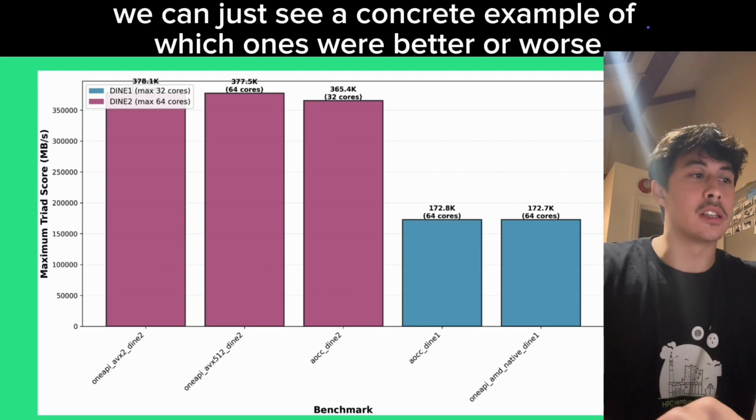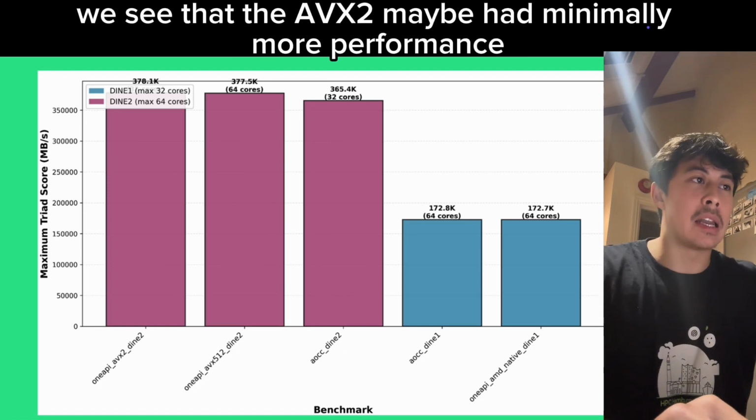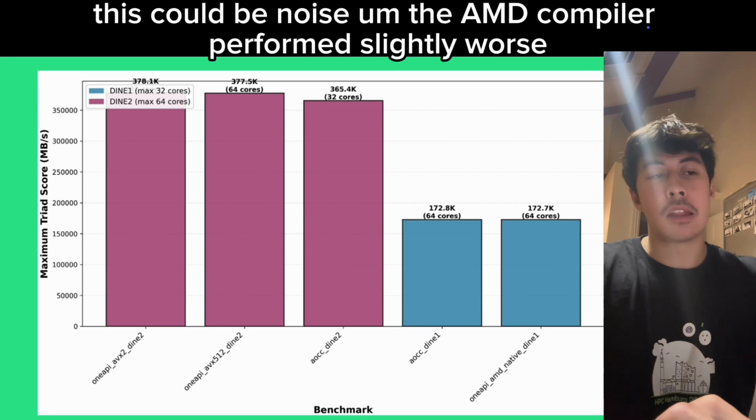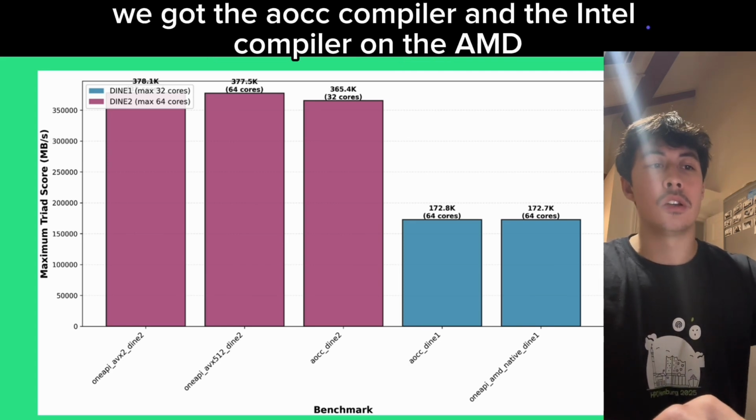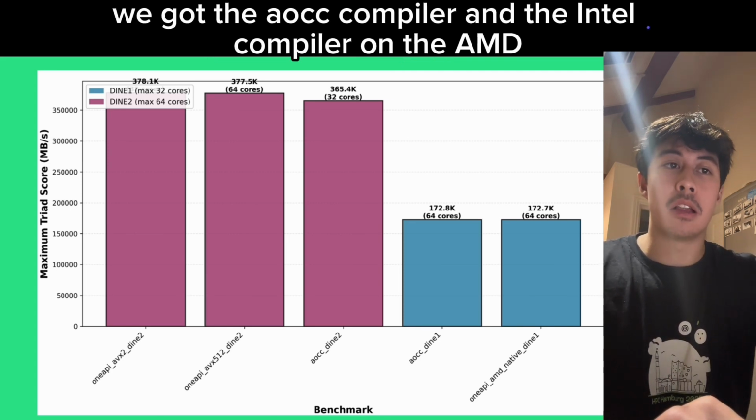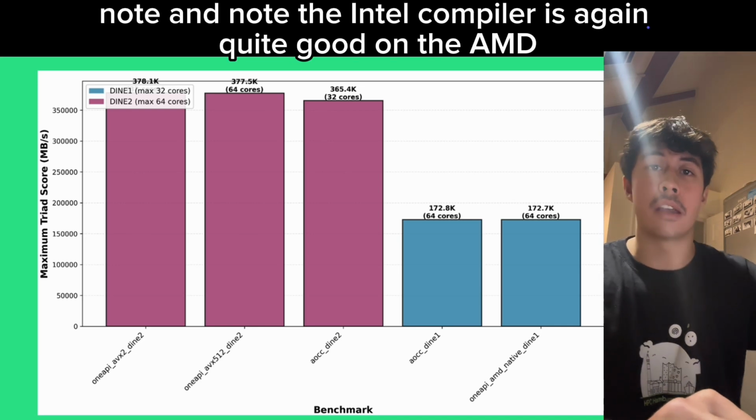And here we can just see a concrete example of which ones were better and worse. We see that AVX2 maybe had minimally more performance. This could be noise. The AMD compiler performed slightly worse, and then much worse than both of those, we've got the AOCC compiler and the Intel compiler on the AMD node. And note the Intel compiler is again quite good on AMD.